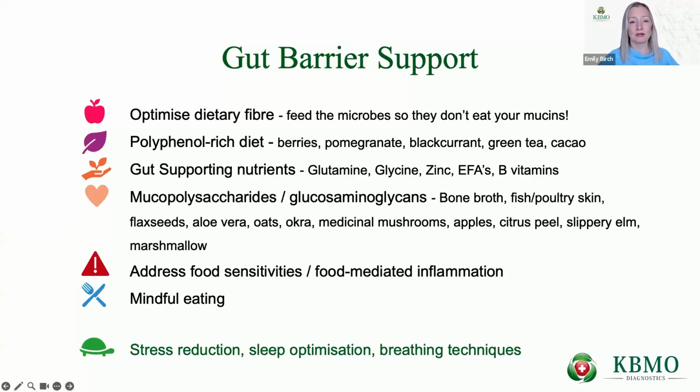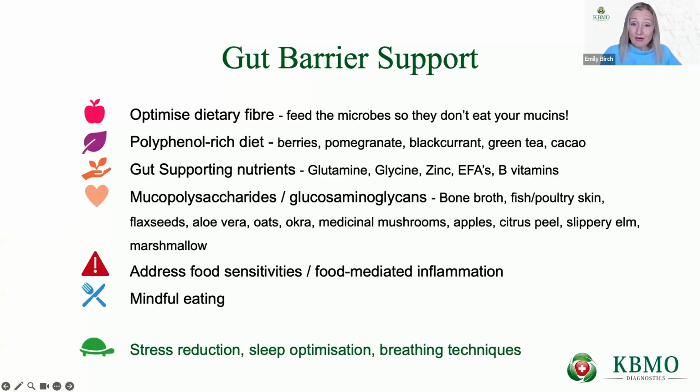Polyphenol rich diet as well, the berries, pomegranates, black currants, green tea, cacao, and the gut supporting nutrients as they appear in foods, not necessarily supplements straight away. So is your client getting essential fatty acids? Are they getting B vitamins? Are they getting zinc, etc., through food sources?